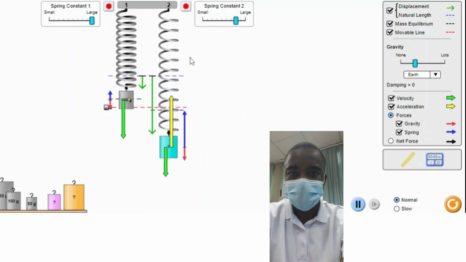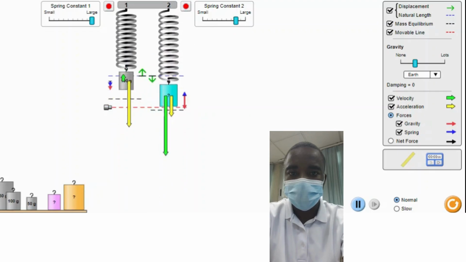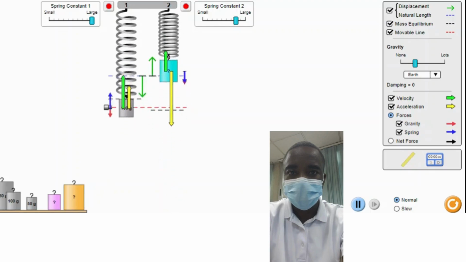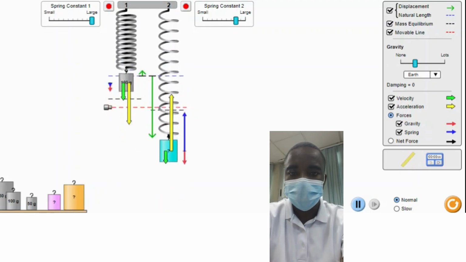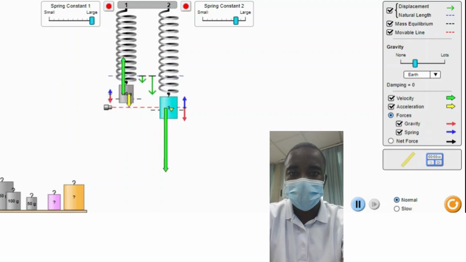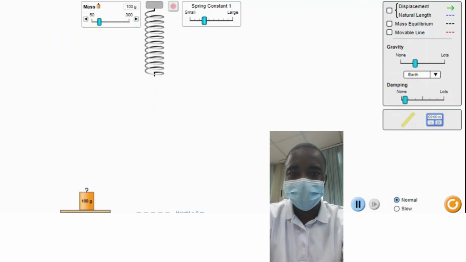The simulation allows students to collect data and determine the value of a mystery mass. By adjusting the parameters of the system and observing the period of oscillation, students can use the formula for the period of a mass spring system.